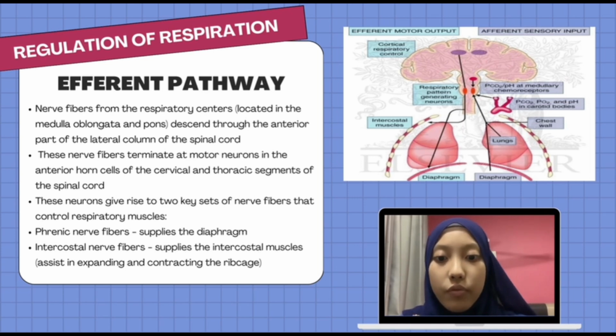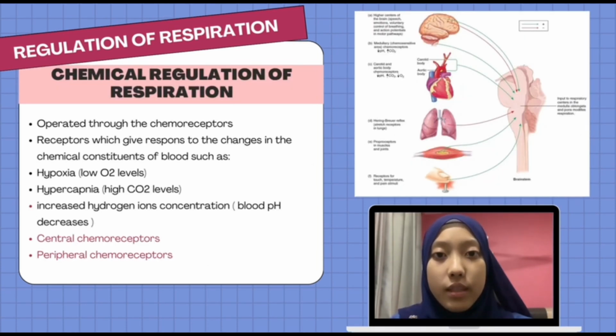So the first one is phrenic nerve fibers. These nerve fibers supply the diaphragm, which is the primary muscle for breathing. The next one is intercostal nerve fibers, which supply the intercostal muscles, which assist in expanding and contracting the rib cage. The second process involved in regulation of respiration is chemical regulation.